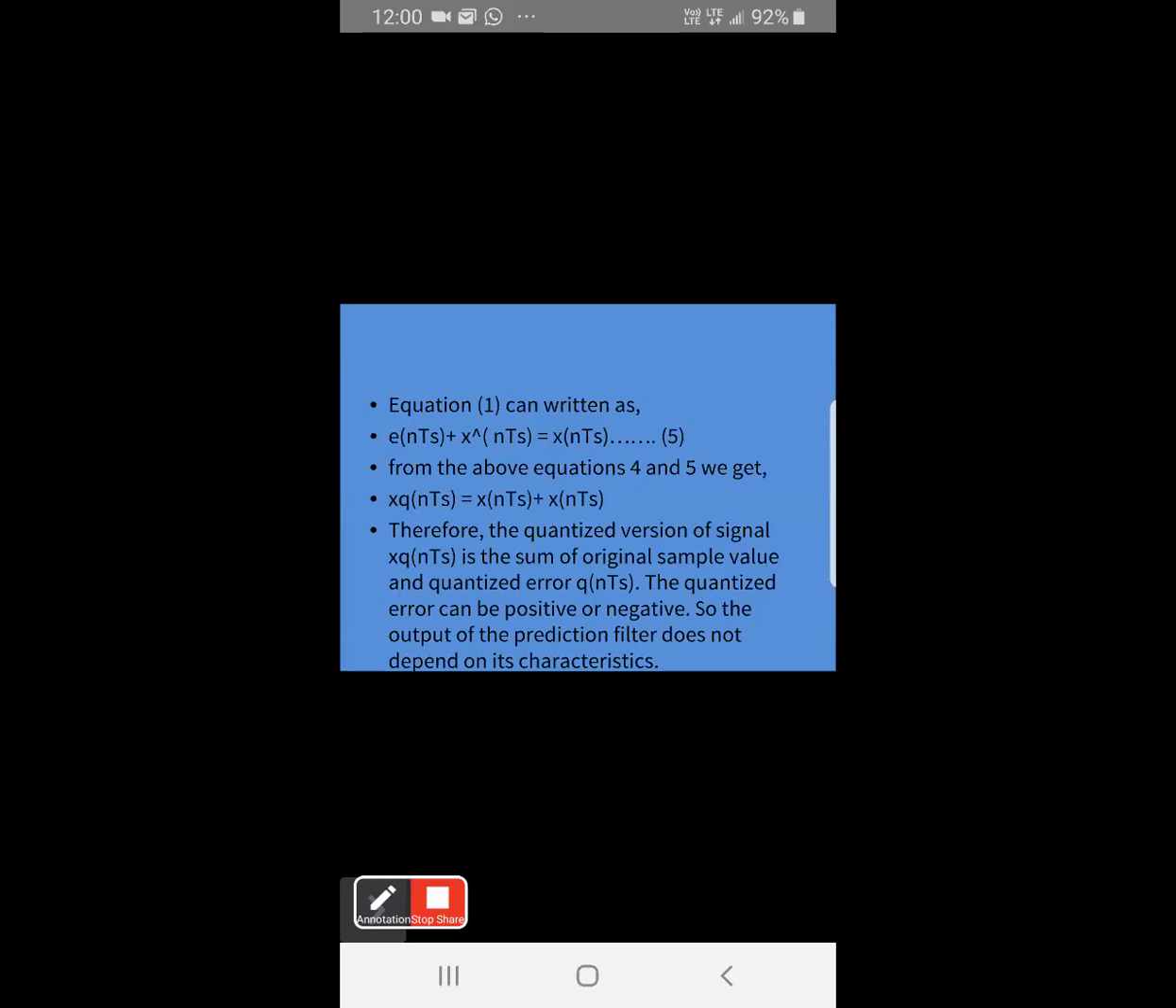The quantized error can be positive or negative. A quantized error అనేది పాజిటివ్ ఉండొచ్చు, నెగిటివ్ ఉండొచ్చు. ఓకే, సో దట్ విల్ బి డిపెండ్స్ ఆన్ ద prediction filter.